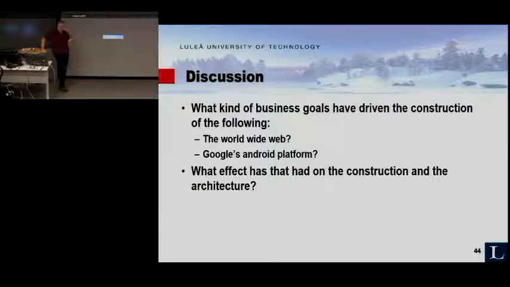And just a quick discussion: what kind of business goals do you think have driven the construction of the World Wide Web and the Google Android platform? And what effect has that had on the construction of those architectures? Can we take 3 or 4 minutes maybe?